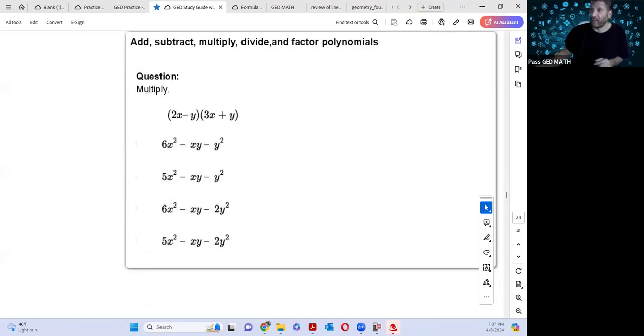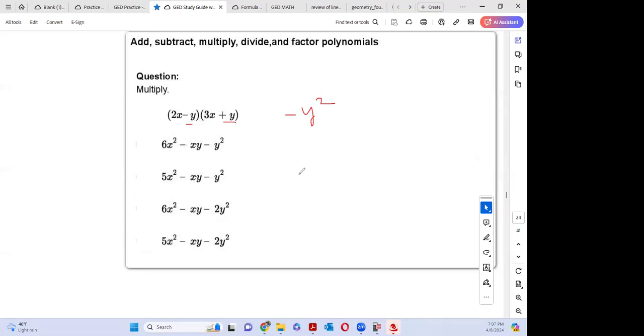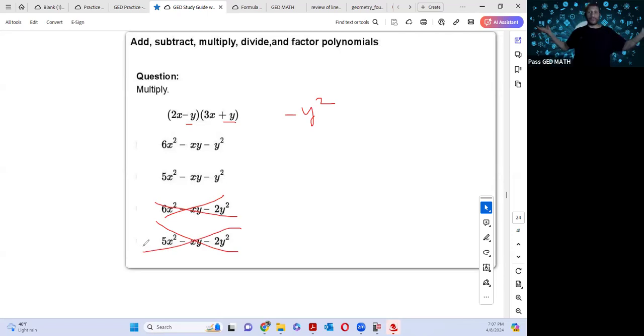Like for example, right here. Right away, I know minus y times plus y is minus y squared. My last term is minus y squared. It can't be that. It can't be that.